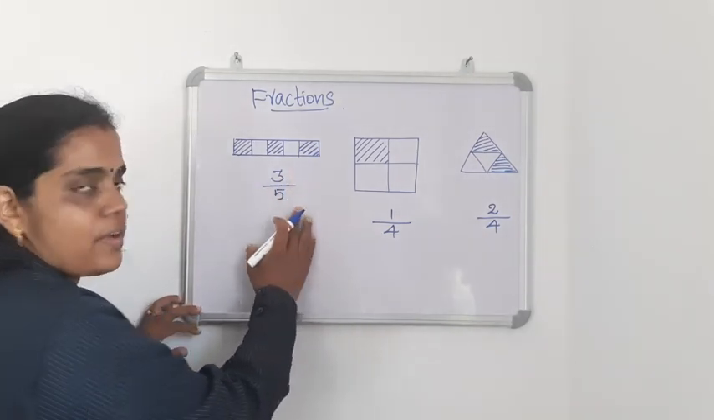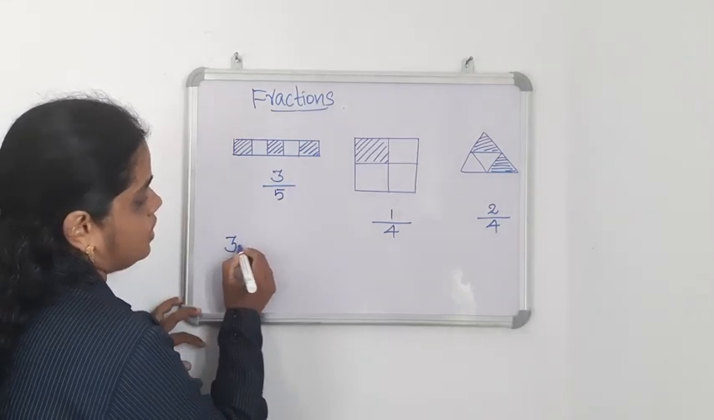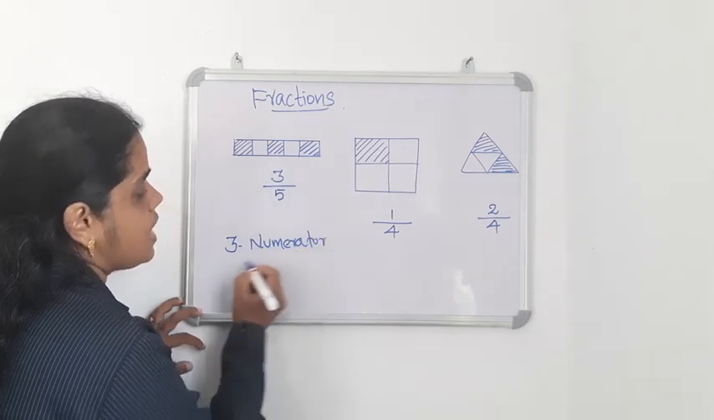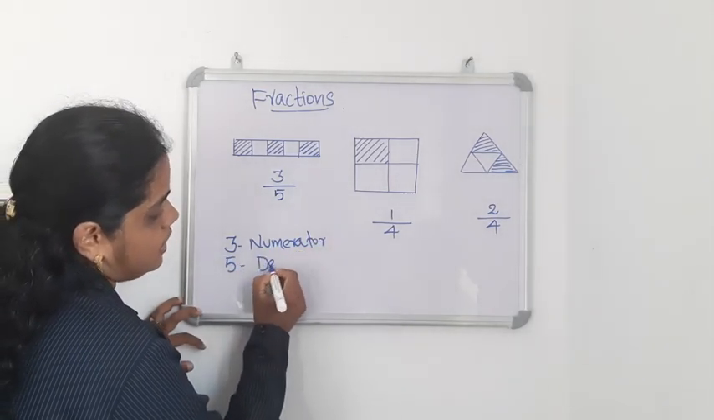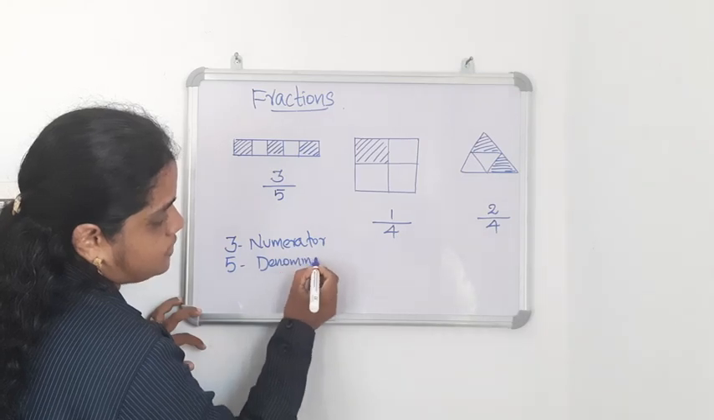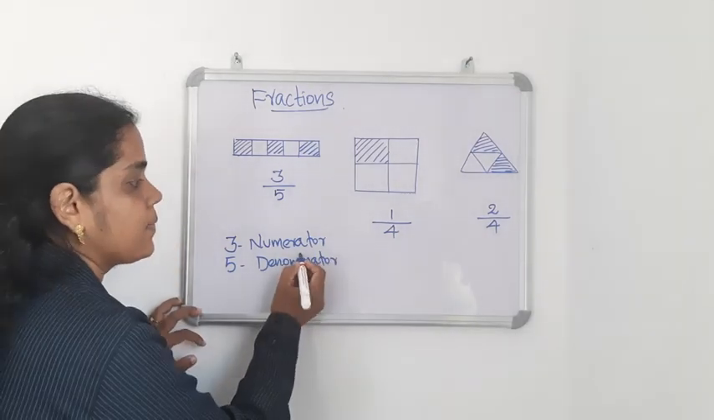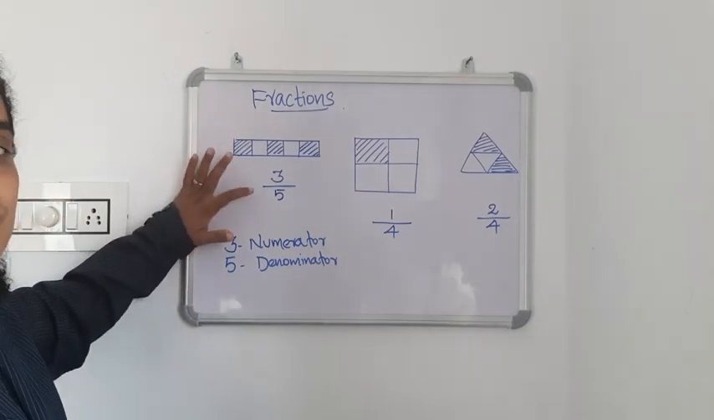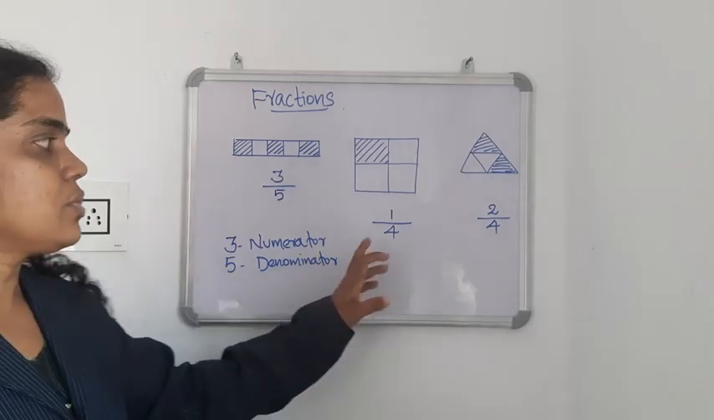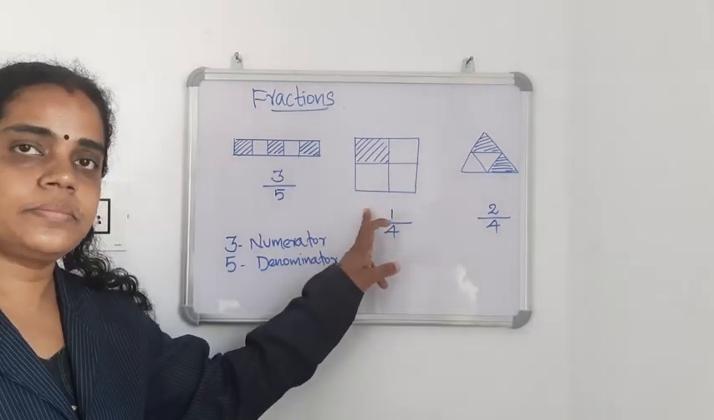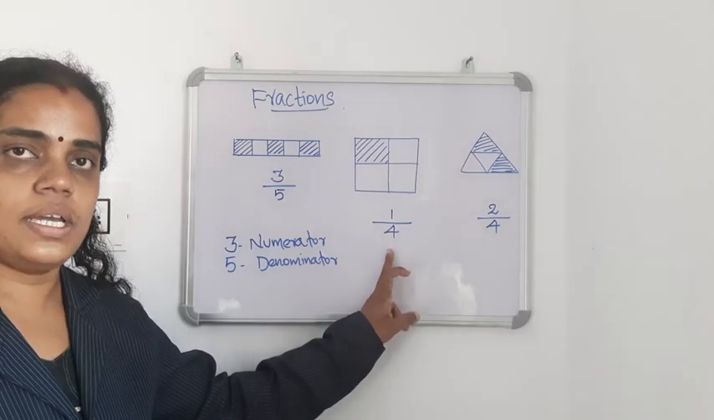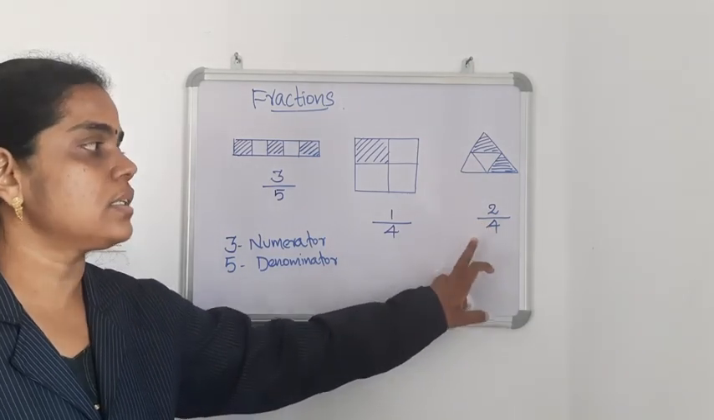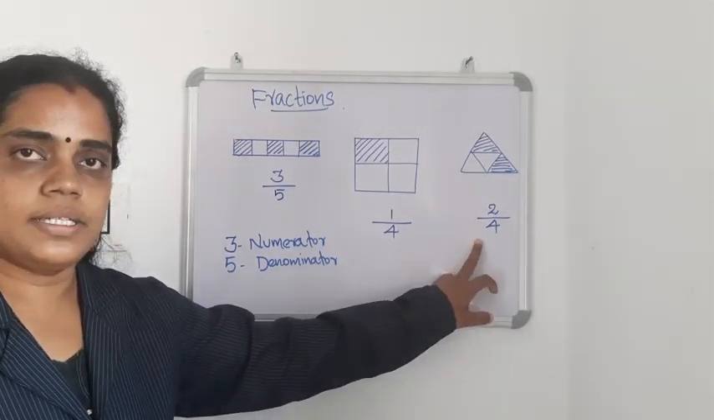So 3 by 5. Here 3 is known as the numerator and 5 is known as the denominator. These two terms are very important. Okay. 3 by 5. 3 is the numerator and 5 is the denominator. So can you say 1 is the numerator, 4 is the denominator. In this, 2 is the numerator and 4 is known as the denominator.